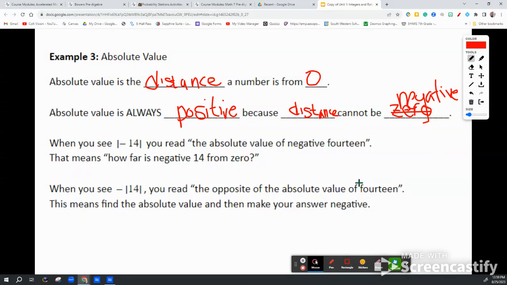Now, in order to indicate that we're trying to find the absolute value, we're going to use absolute value bars. So when you see absolute value bars, for example, if I put these absolute value bars around the number -7, I would be saying the absolute value of -7. So you read it that way. When you see the absolute value bars, you read the absolute value of, and then whatever is inside them. If there's a negative on the outside, you'll read it as the opposite of. So a negative on the outside of parentheses or absolute value bars is read as the opposite of, and then whatever's inside.